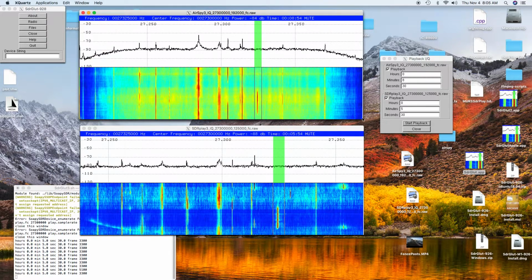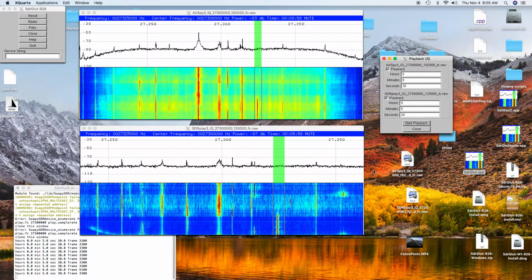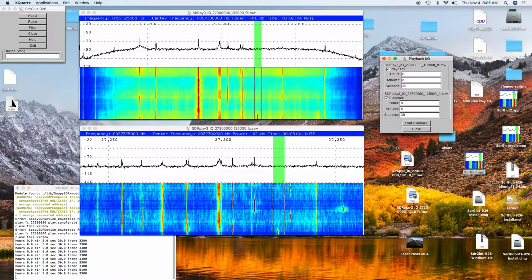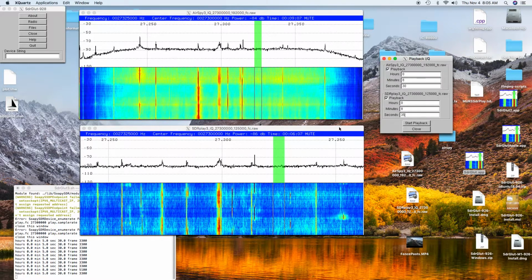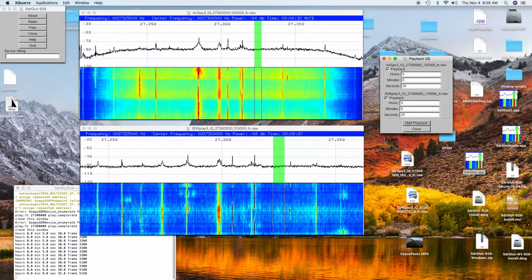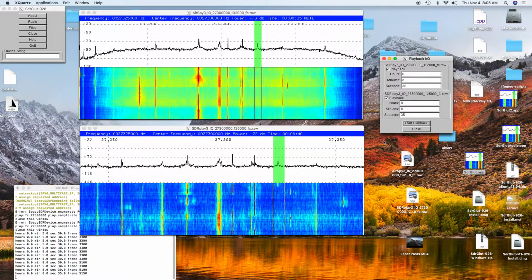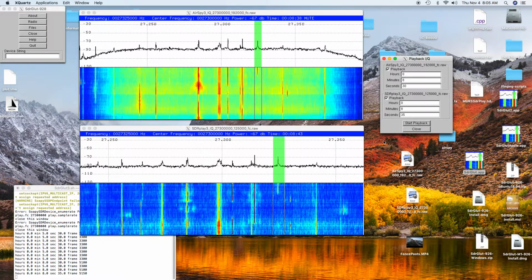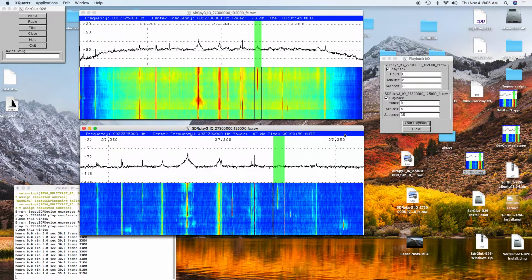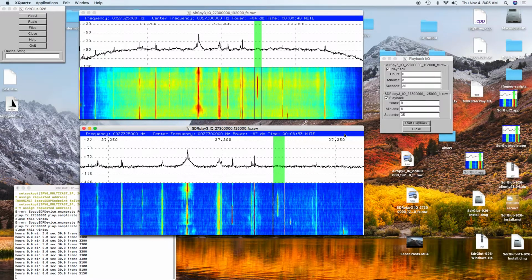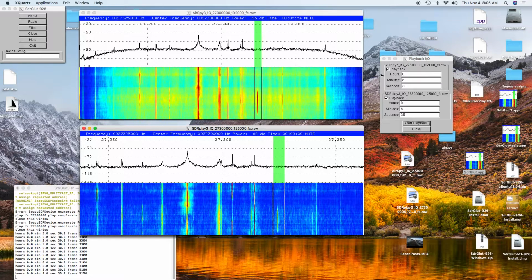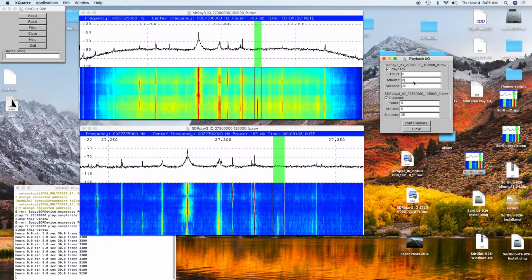And so we'll go over and try the RSPduo at that location. And that was just slightly worse, about 1 dB down relative to the Airspy. And the third location is about 3/4 of a mile away over a ridge.